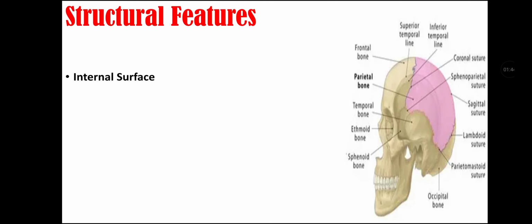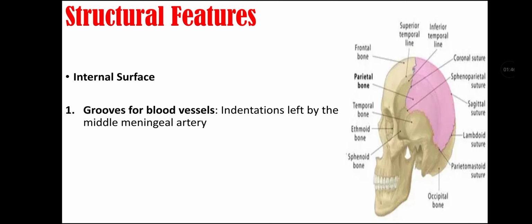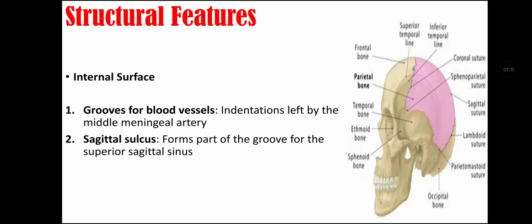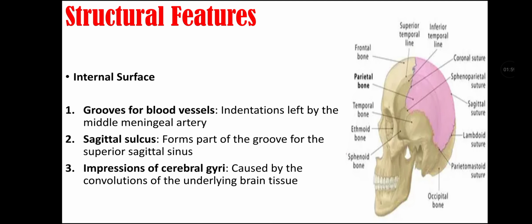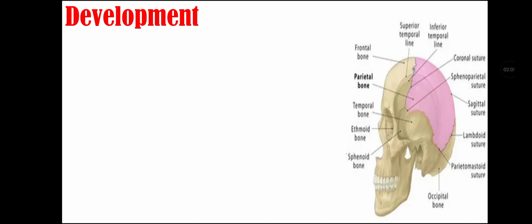Now let's talk about the internal surface of parietal bone. On the internal surface, there are grooves for blood vessels, which are indentations left by the middle meningeal artery. Second, it has the sagittal sulcus that forms part of the groove for the superior sagittal sinus. Third, it has impressions of the cerebral gyri that are caused by convolutions of the underlying brain tissue.